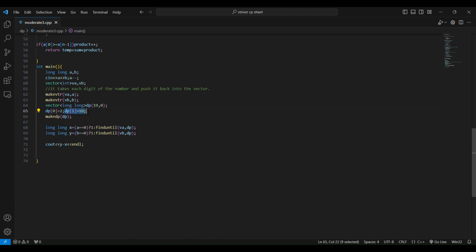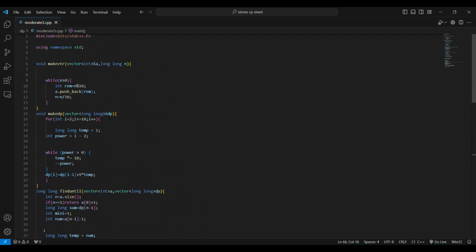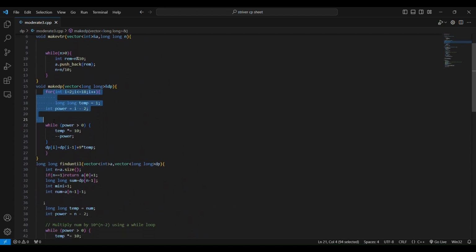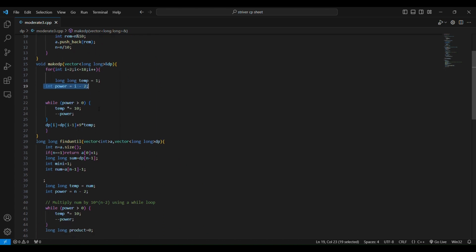What make dp is going to do is, this is a pre-processing step before applying our functions that calculate the answer. We should make sure that this dp array is ready. So let's see what the make dp function does. It iterates from 2 to the 18th index, and as discussed earlier, this is the recurrence relation that it's going to apply.